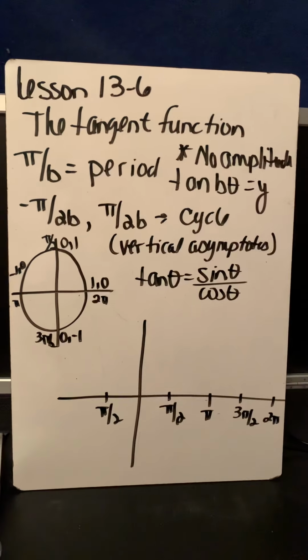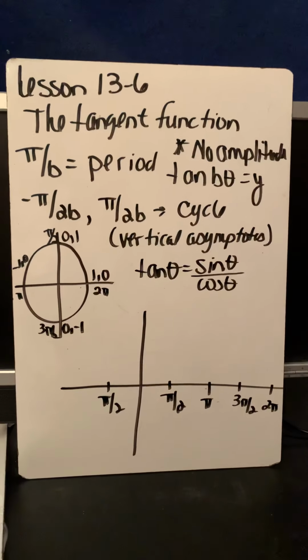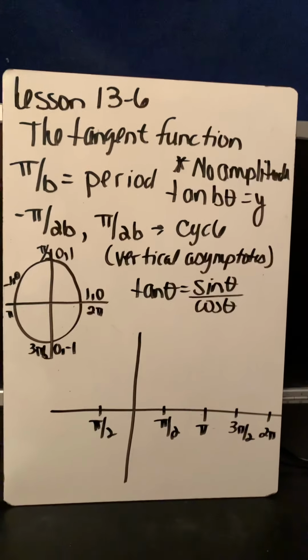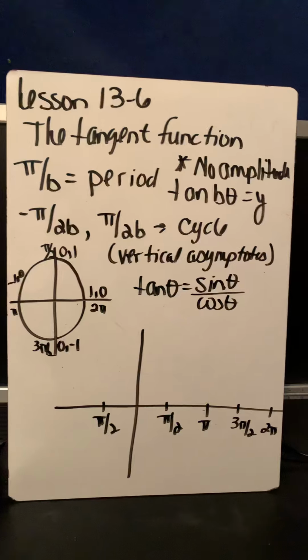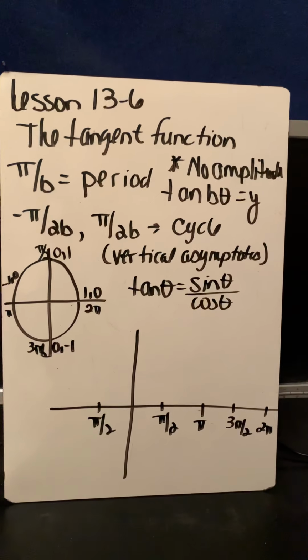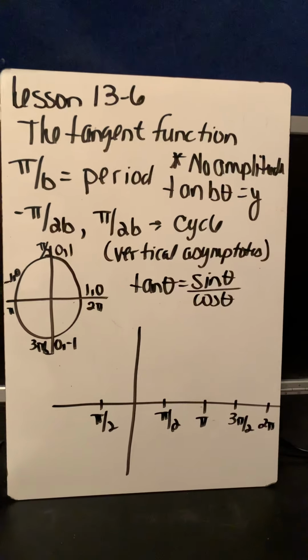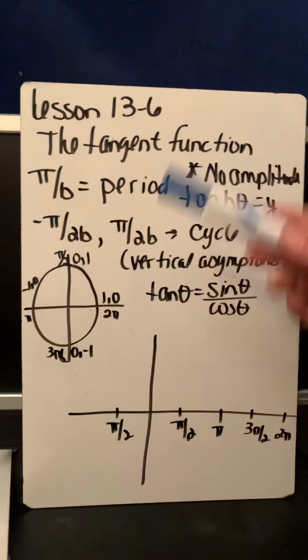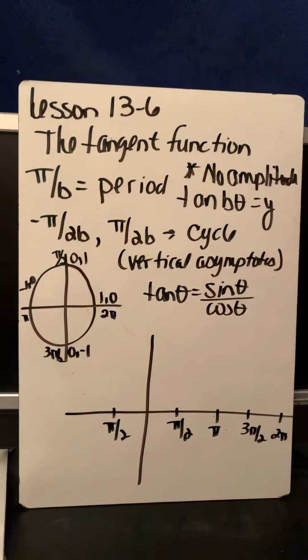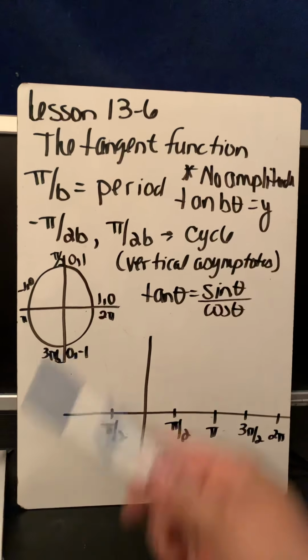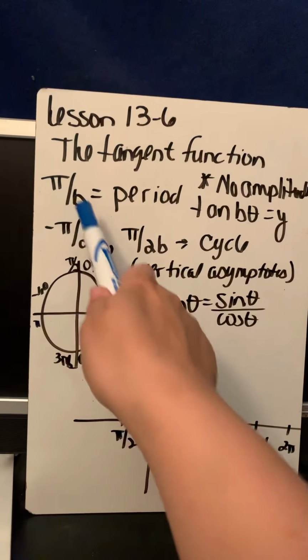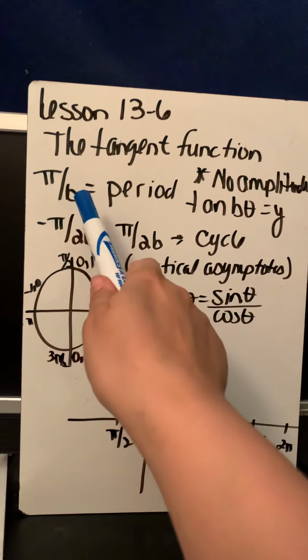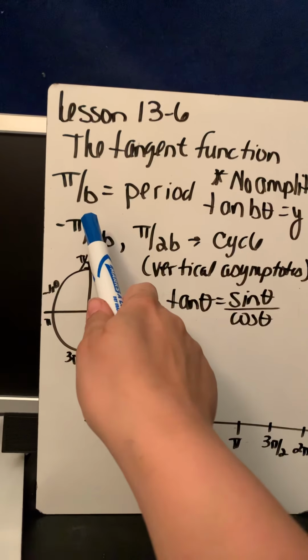Okay, so the tangent function, it is your most real-world function. Well, so is the sine and cosine with the wavelengths. The tangent function is the heart monitor. Okay, and with the tangent function, you have no amplitude, so there's no height to it. It just goes on forever in one way and the other. The period now is pi over b. So instead of 2 pi over b, it's just pi over b.